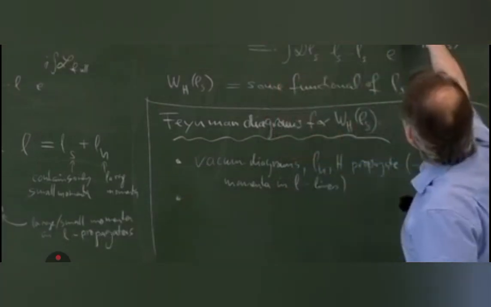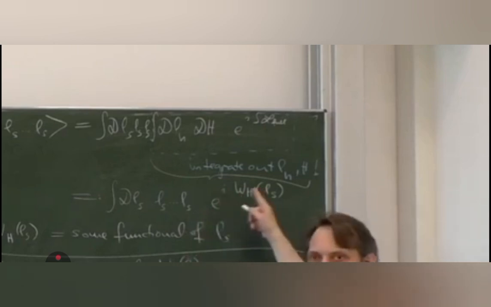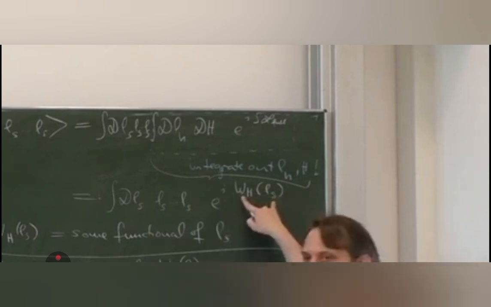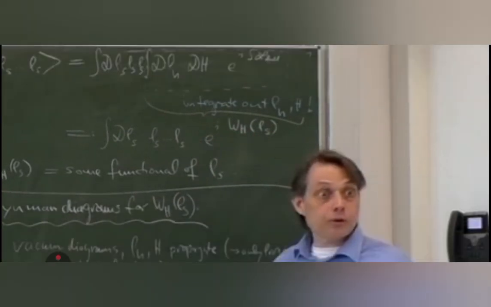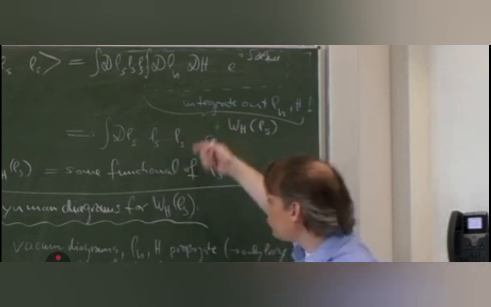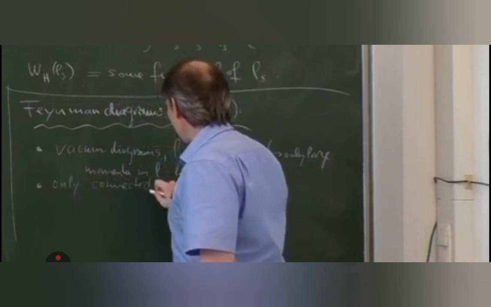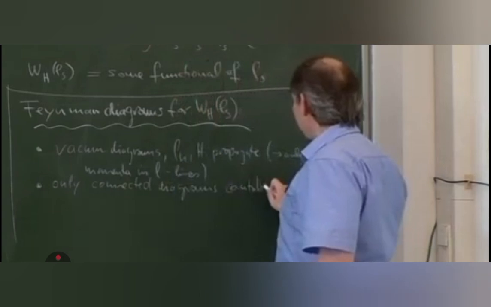And then if you evaluate the path integral and you construct the WH, that e to the iWH would be the full result of the path integral that contains disconnected Feynman diagrams. But if you then work out the WH, the exponent, or in other words the logarithm of the full path integral, then you only get connected Feynman diagrams. This is a general statement about the relationship. So only connected diagrams contribute to WH of LS.